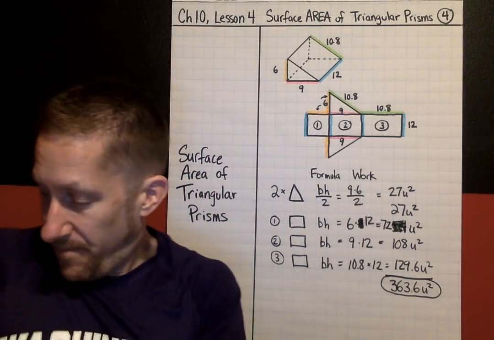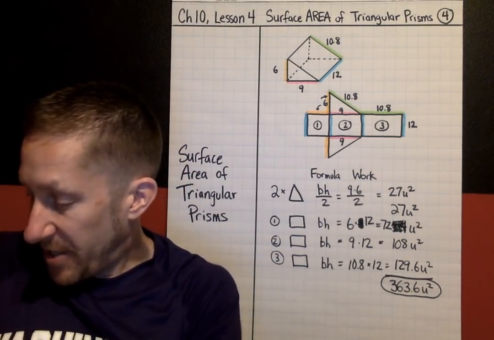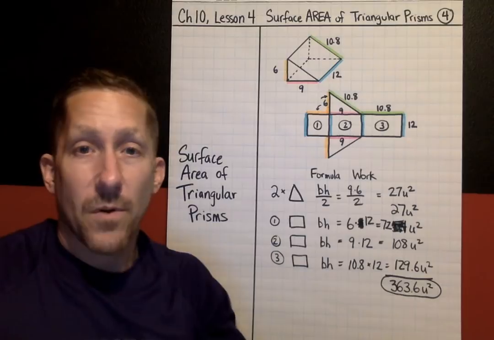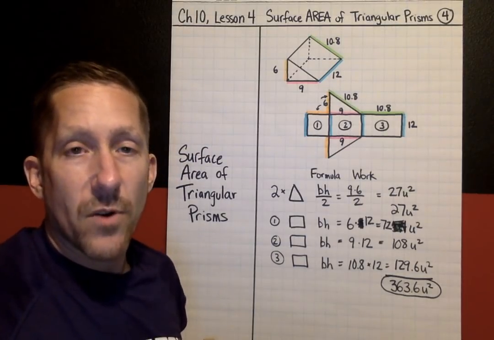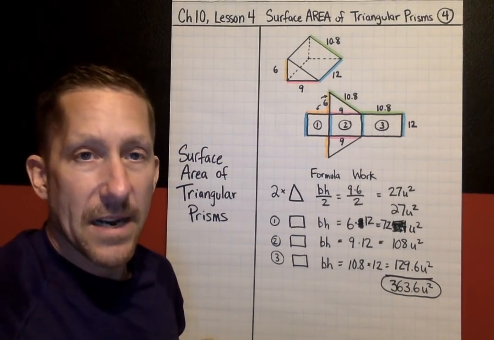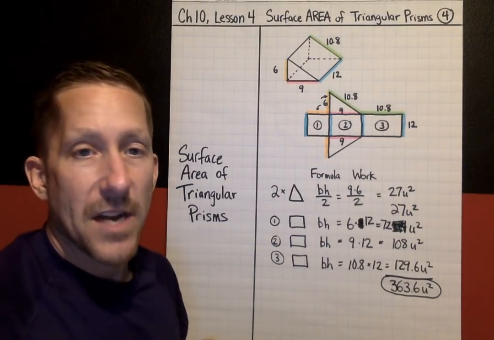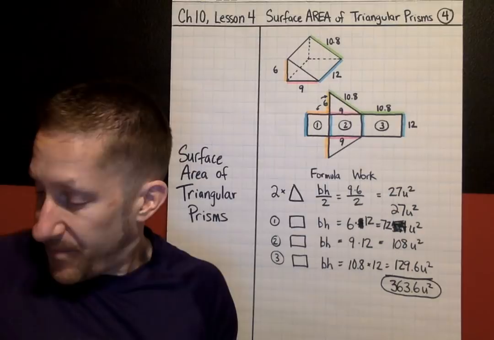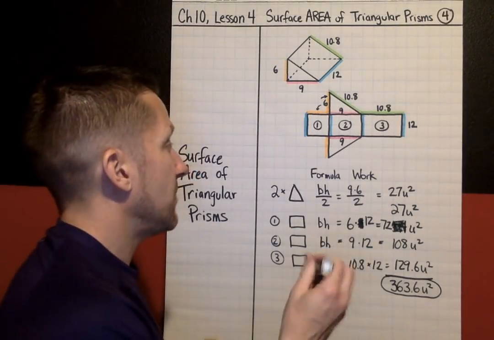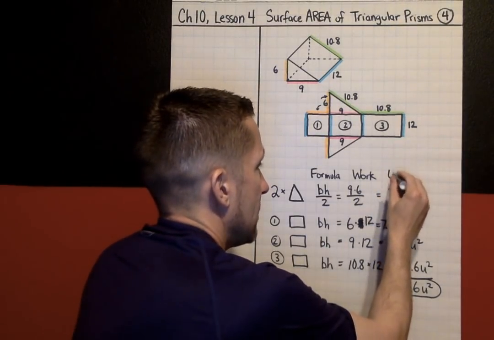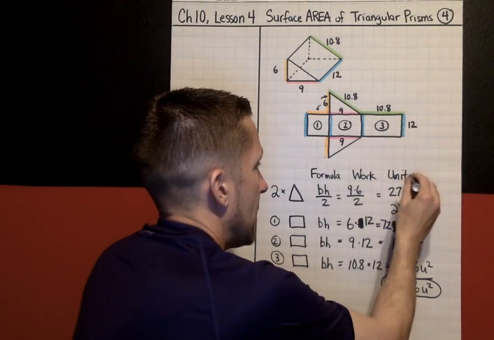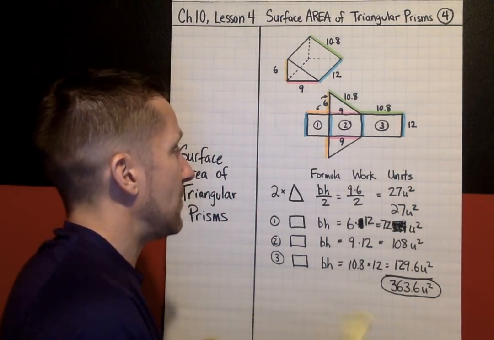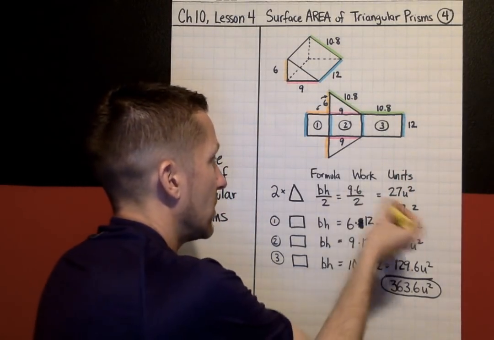Okay, so that's pretty much it for lesson 4. There is one more lab and one more lesson, so we're getting close to the end of chapter 10. Start reviewing previous lessons, re-watching stuff you don't understand. And again, I've been emphasizing this whole chapter: formula, work, units.